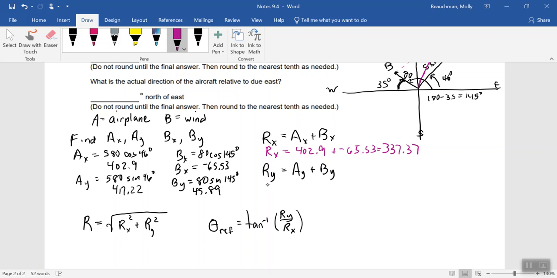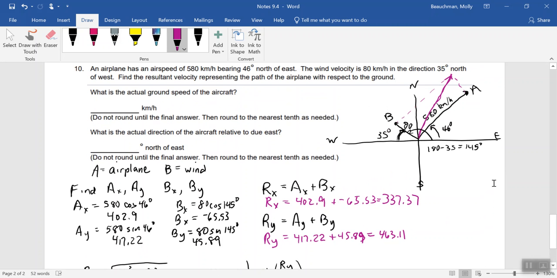Then add together the y components. We get our vector A_y, which is 417.22. Add together the y component of vector B, which is a positive 45.89. And that equals 463.11. So we found the x and y coordinates of our vector. And since we know the x and y coordinates, now we can think of this as a big right triangle and find the magnitude.